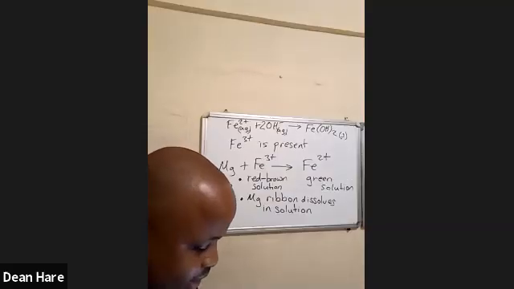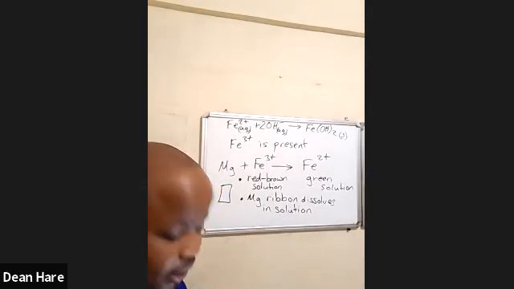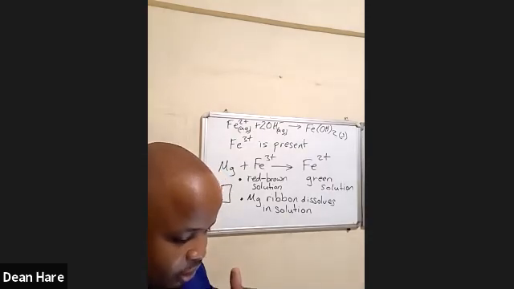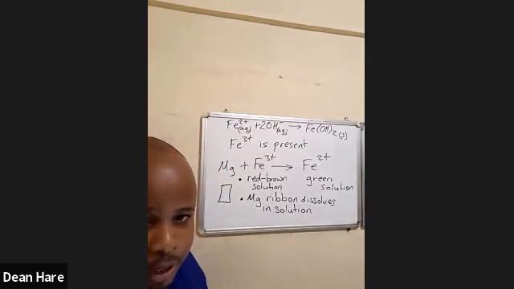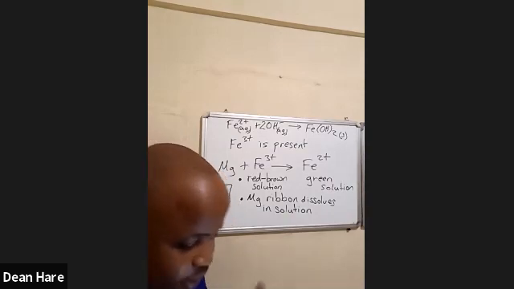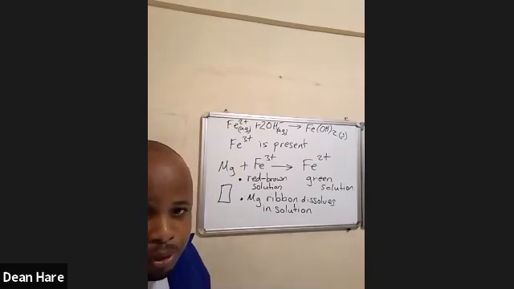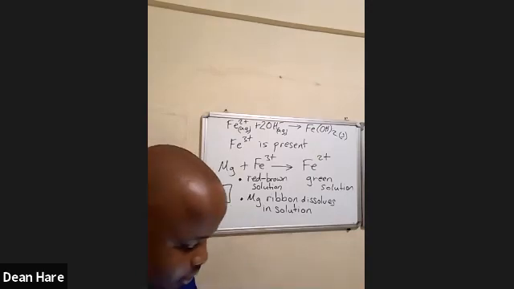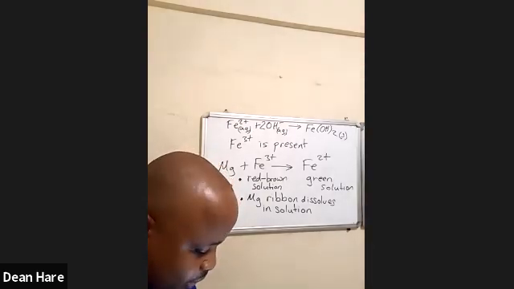The fact that we see barium nitrate means that we are testing for sulfate ion. But because no precipitate was formed, it means that no sulfate ion is present. Because if sulfate ion was present, we would have gotten a white precipitate.